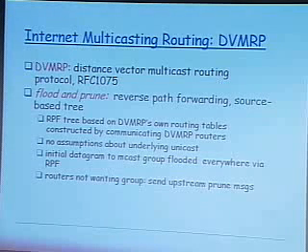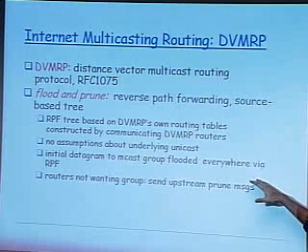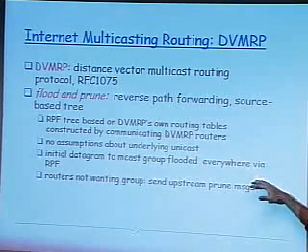The initial packet to the multicast group is flooded everywhere using reverse path forwarding.